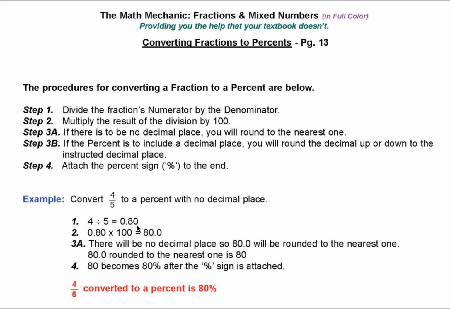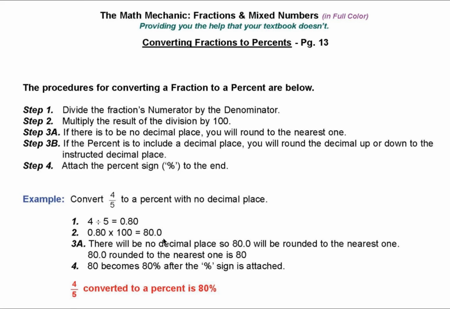Step 2. Multiply the result of the division by 100. So the result of the division is 0.80. Therefore, we will multiply that by 100. 0.80 times 100 equals 80.0.